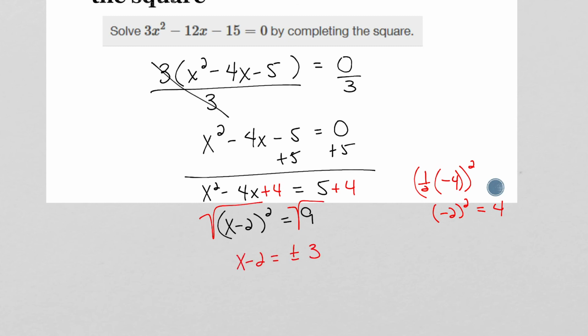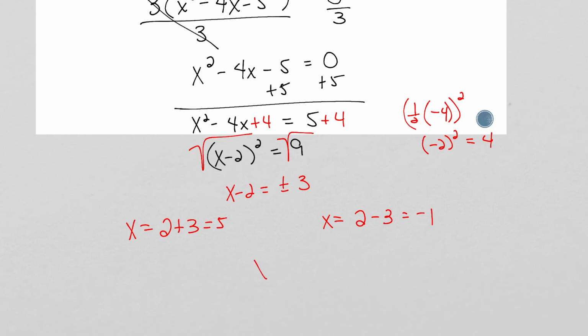Okay, so I'm left with x is equal to 2 plus 3, which is 5. And it's also x is equal to 2, remember, because I added 2 to both sides. So, I'm sorry, I didn't show that. 2 minus 3, which is negative 1. So, my two solutions are 5 and negative 1.